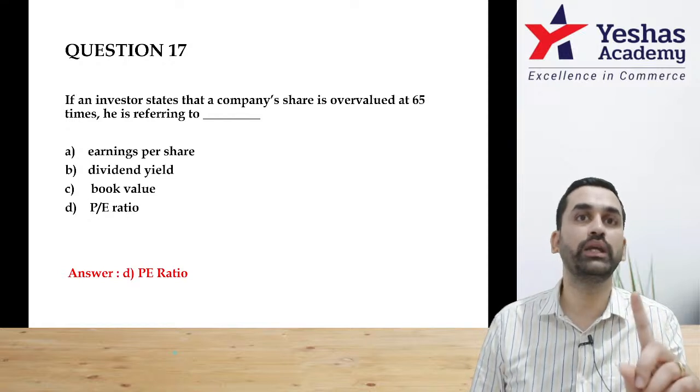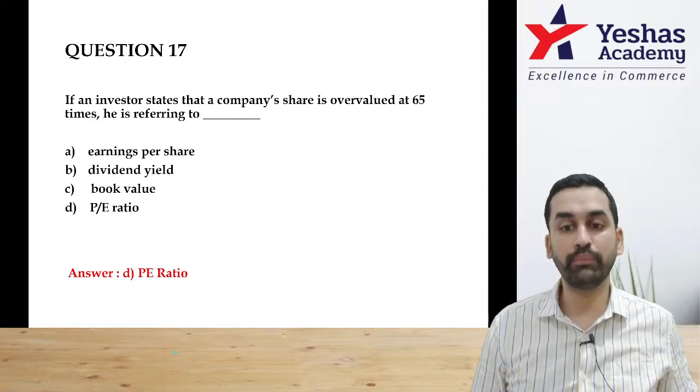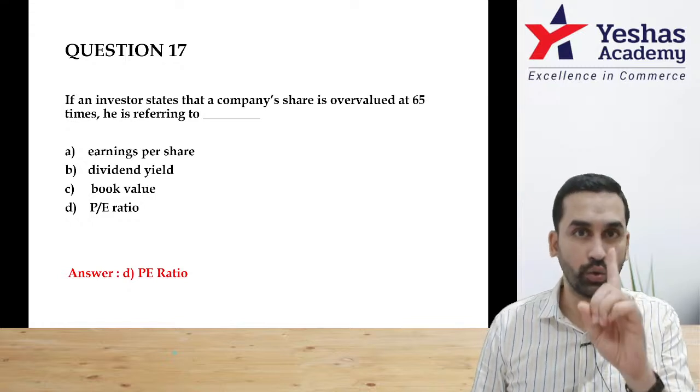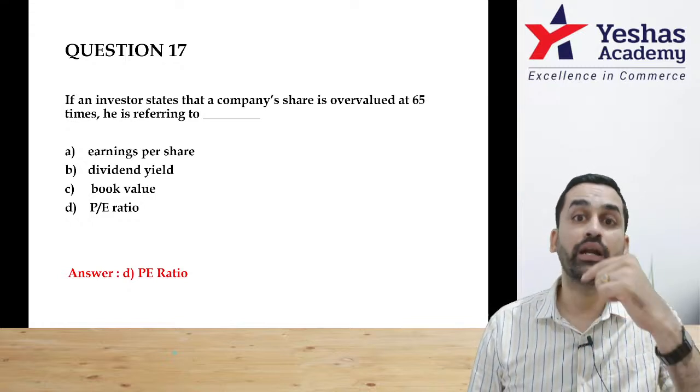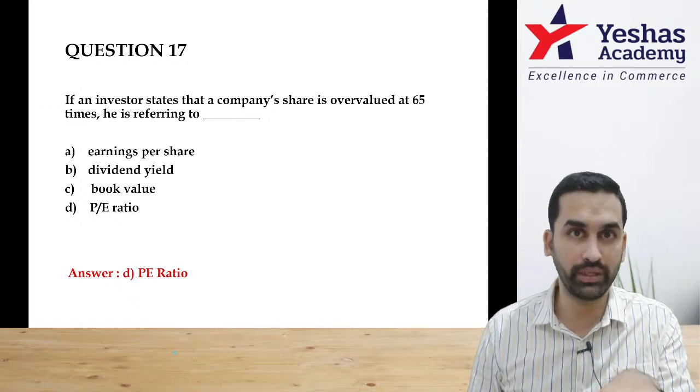To earn 1 rupee EPS, how many times are people ready to pay? So if the number is 65 times, what does it mean? To earn 1 rupee EPS, people are ready to purchase that share at 65 rupees. 65 MPS by 1 rupee EPS.